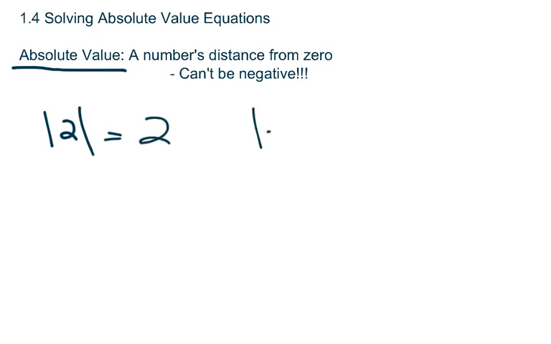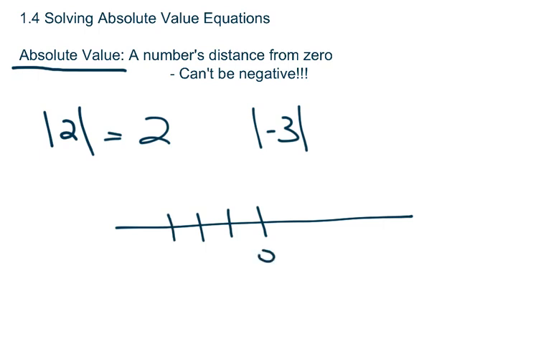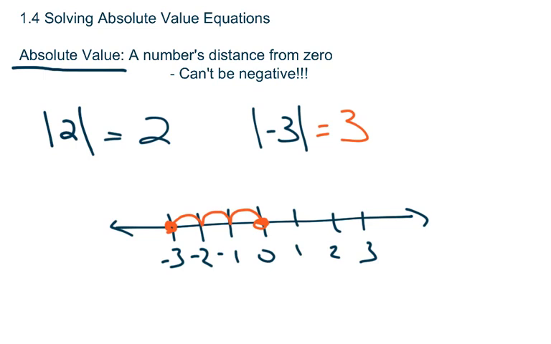Okay, so if we think about the absolute value of -3, how far away is -3 from 0 on the number line? So if I draw a number line, here's 0, -1, -2, -3, going on forever, 1, 2, 3. How far away is -3 from 0? Well, 1, 2, it is 3 units away. Okay, so the absolute value of -3 is +3.